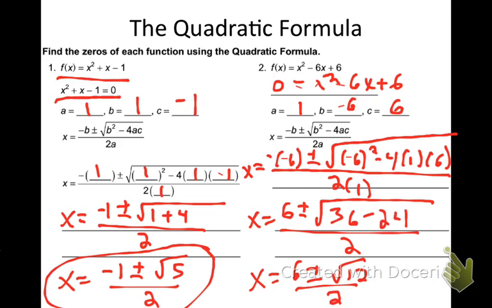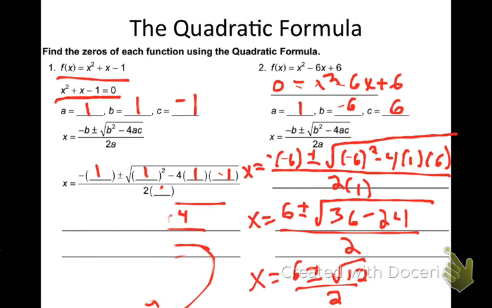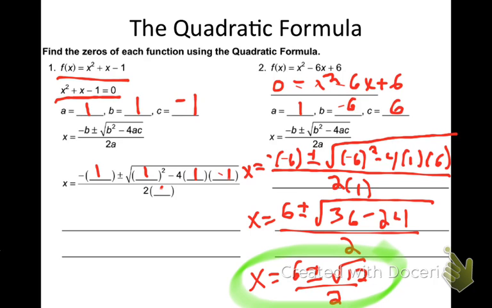Are we good with where we're at right now? Okay. If you can get to this part right here, you are doing great. Now I'm going to challenge you to simplify this further. I'm actually going to erase the left side so I can work through this. Okay, I'm going to erase this side over here. So right here I have x equals 6 plus or minus square root of 12 over 2.